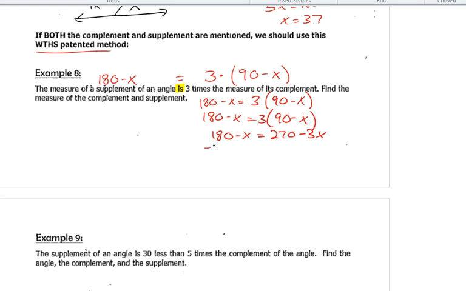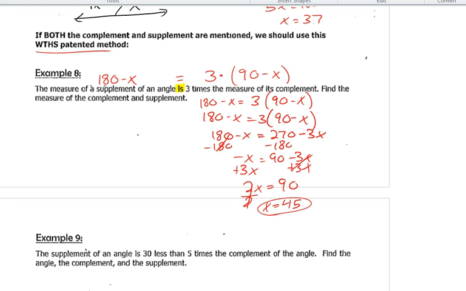We'll go subtract 180 from this side. Negative x equals 90 minus 3x. Add 3x to both sides. 2x equals 90. So x equals 45. That's just part of it. Now we want to find the measure of the complement and supplement. Alright, so x is 45, key part.